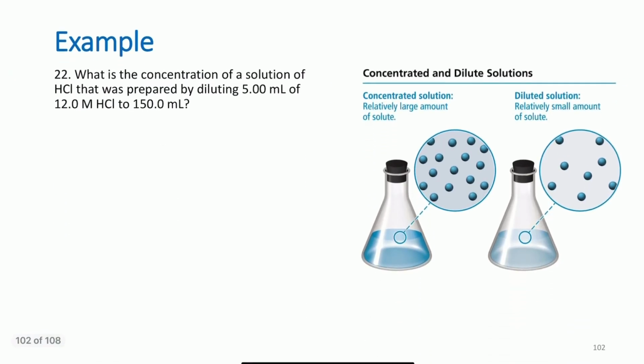What is the concentration of a solution of HCl that's prepared by diluting 5 mLs of 12 molar HCl to 150 mLs? So diluting is a dilution. So again, we've got your M1, V1. So what is the concentration? I started out with 12 molar. And I diluted 5 mLs of that 12 molar to 150 mLs. And I'm trying to find M2.